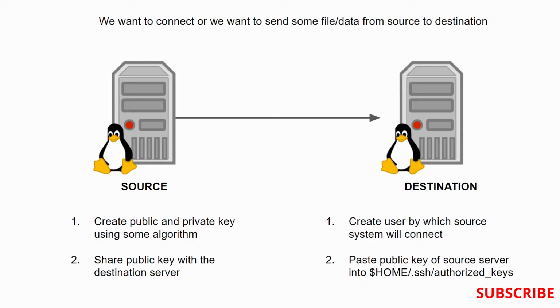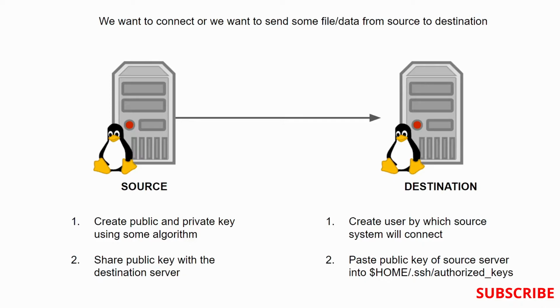Now, coming to the destination server. What are the changes that you have to do on the destination server? You have to create a user by which the source will connect to the destination server, correct? If the user already exists, then good. If not, then you have to create a user. Again, it depends upon the organization. Sometimes you will have root access or sudo access to create the user, but if you don't, then you can ask your admin to create the user for you also.